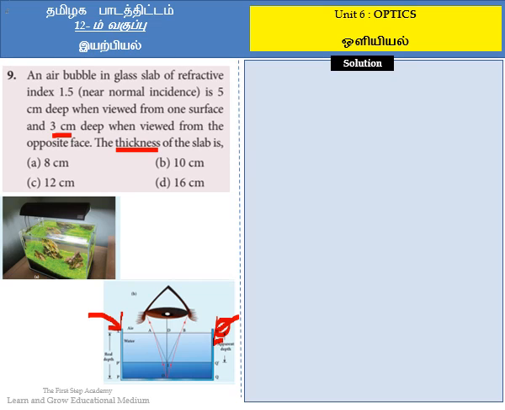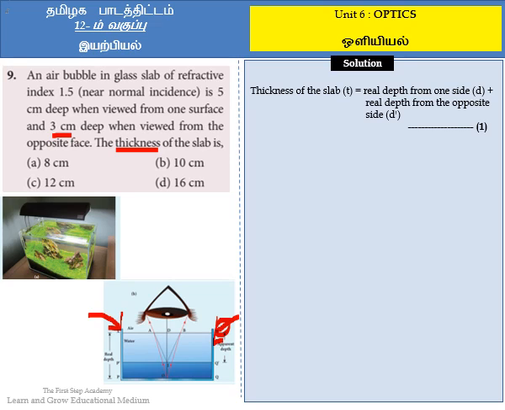This can be calculated by using the direct formula. What is the formula? The thickness of the slab T can be calculated by the sum of the real depth from one side and the real depth from the other or opposite side. That can be expressed as T is equal to D plus D dash. So by finding the real depth from one side and the real depth from the opposite side, and adding these two values, we can find the thickness of the slab. So now we'll find the real depth of both sides.